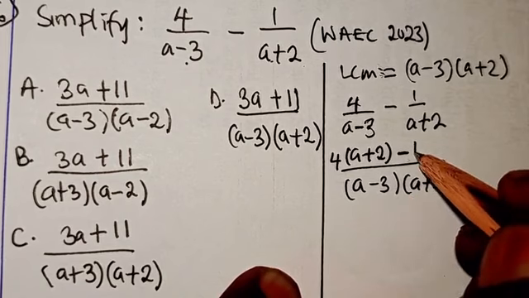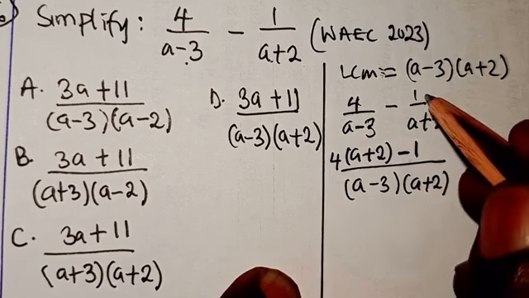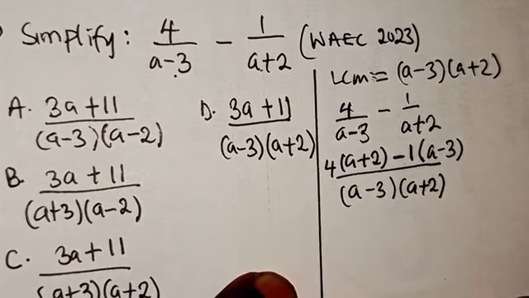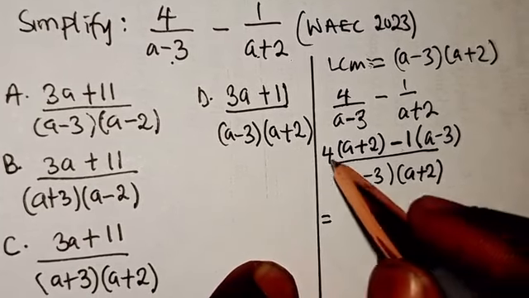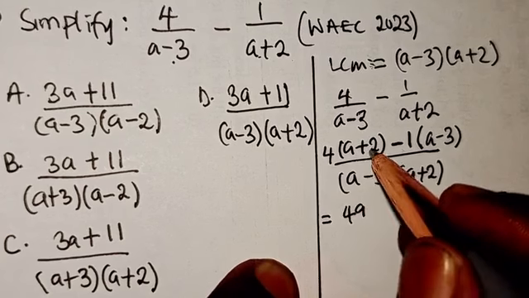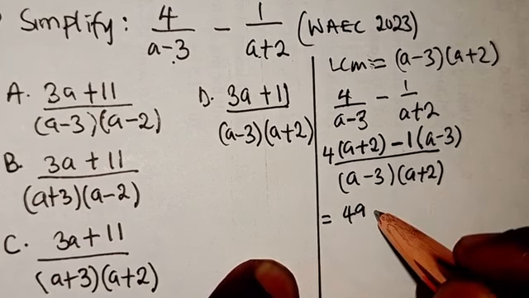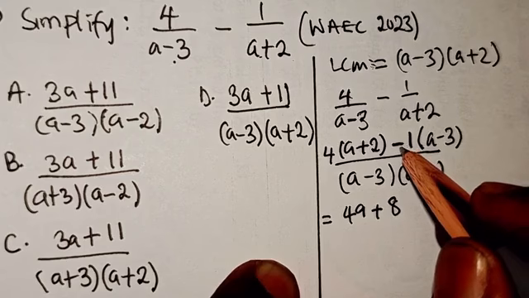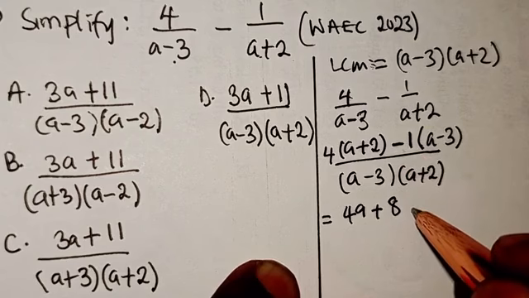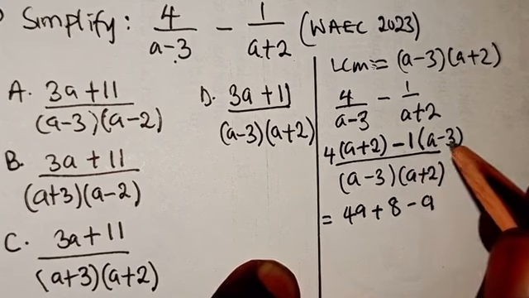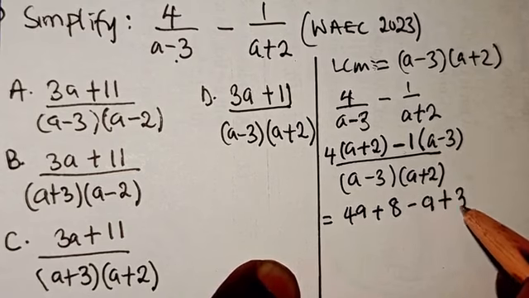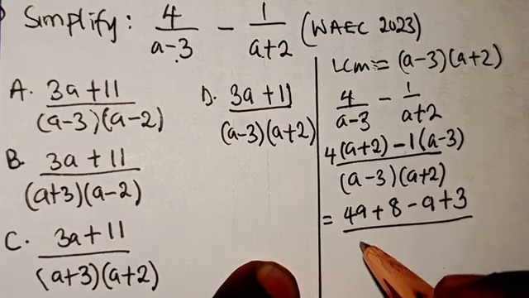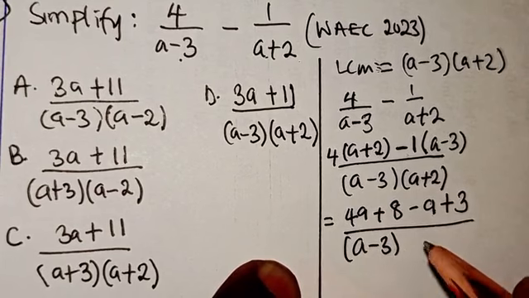we're going to have 1, you multiply the remaining by this numerator 1, that is a minus 3. So now we're going to have 4 times a, we have 4a, 4 times 2, we have plus 8, then minus 1 times a, we are going to have minus a, minus 1 times minus 3, we are going to have plus 3. You don't need to expand this denominator, so that one will be like that.